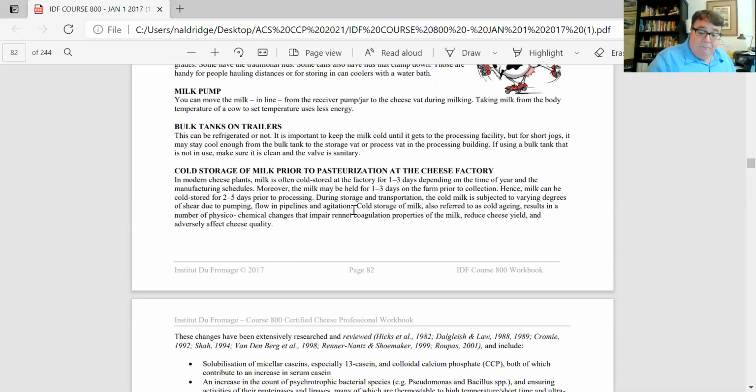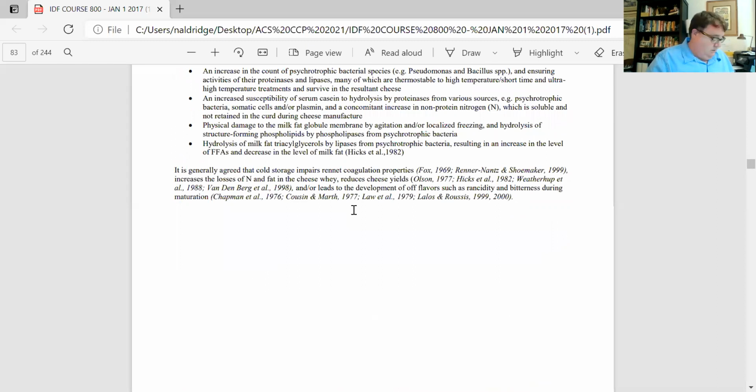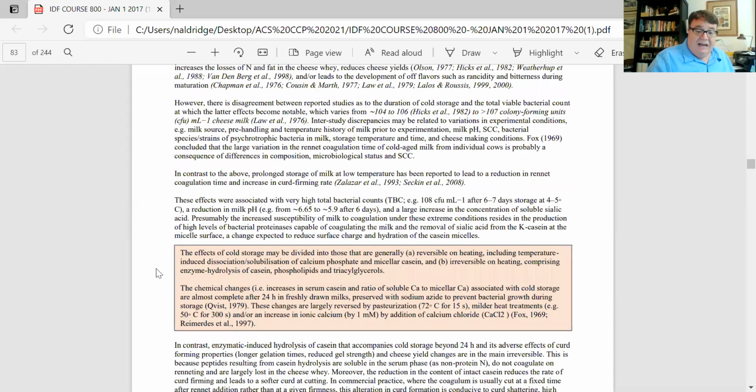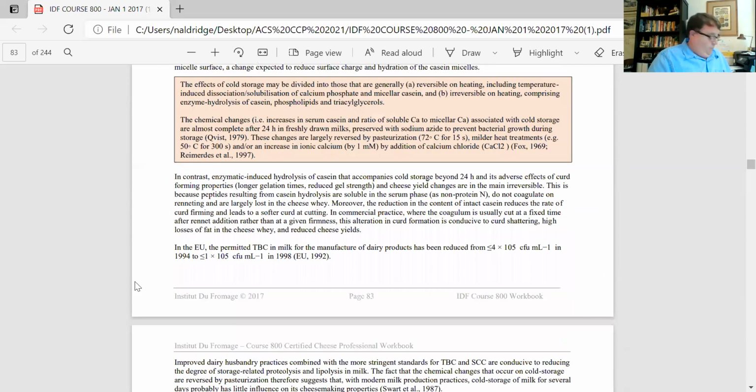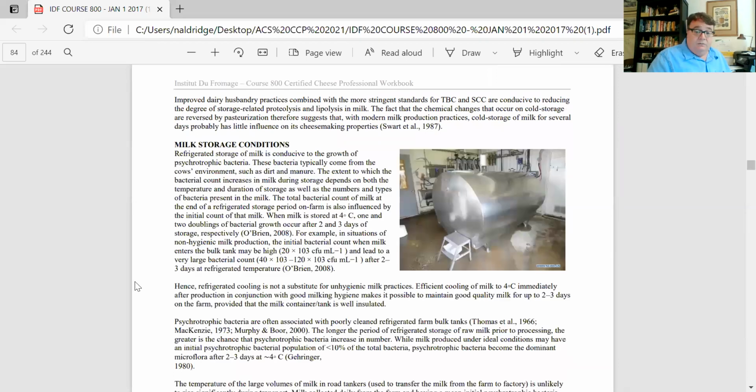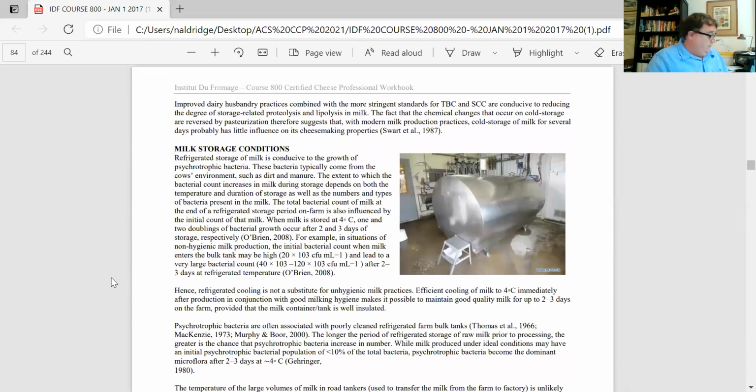But for next, page 83, the highlighted box. That's what you want to remember, this highlighted box here. The effects of cold storage may be divided into those that are generally reversible on heating. Know all that. All right. And we're moving along to page 84. What a beautiful day of studying we're having here.